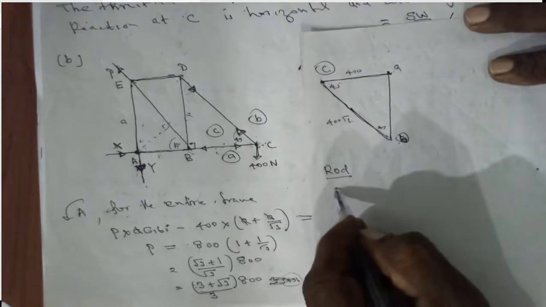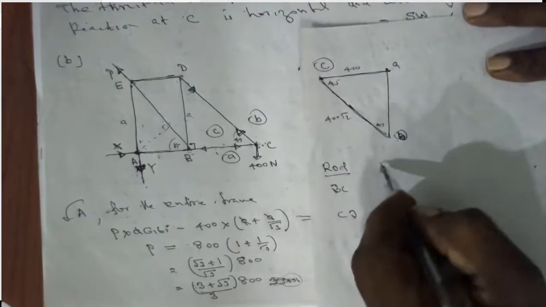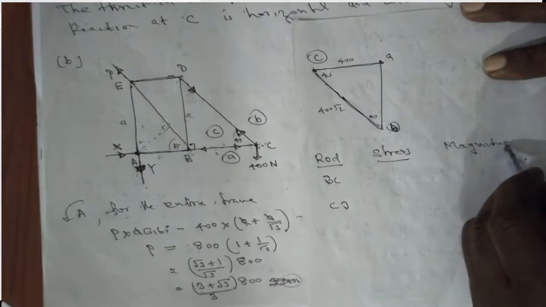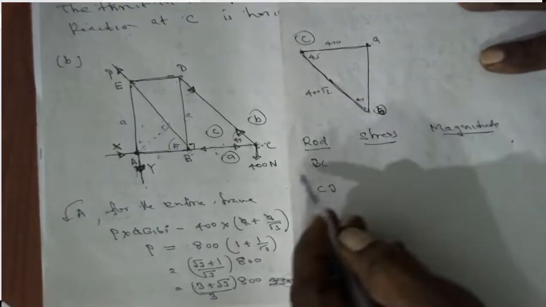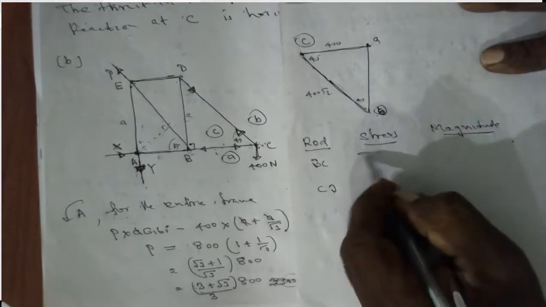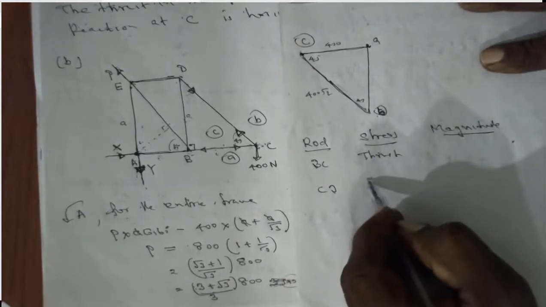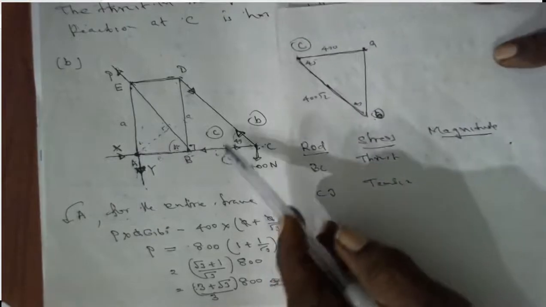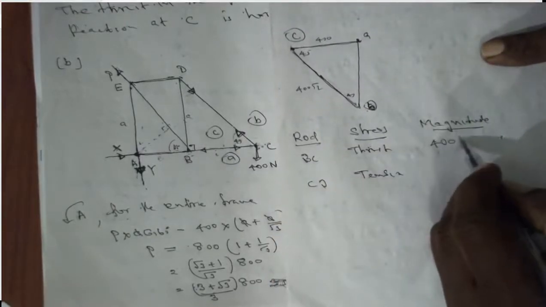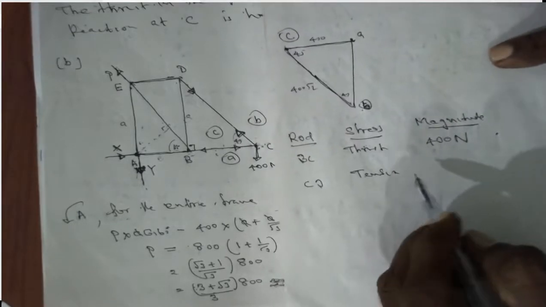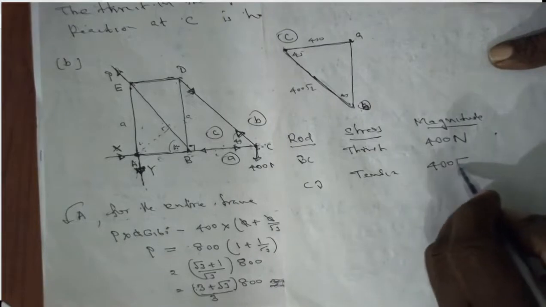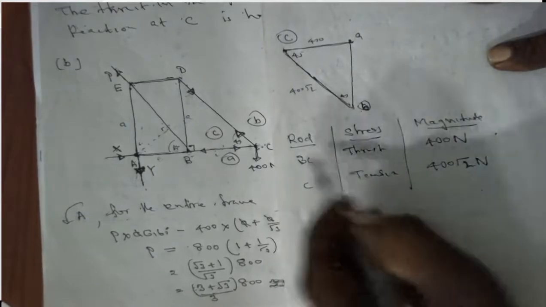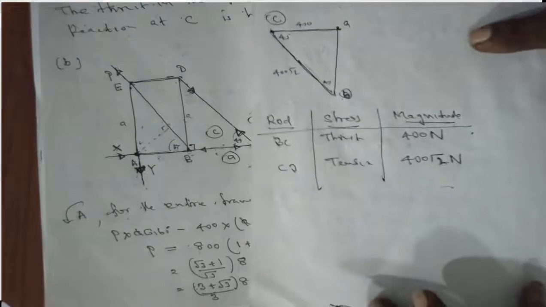So rods BC and CD, stress magnitude. BC, thrust; CD, tension. What is the magnitude? BC is AC. AC is 400 Newton. CD, tension, that is 400 root 2 Newton. That's all. Okay. So it's a very simple sum.